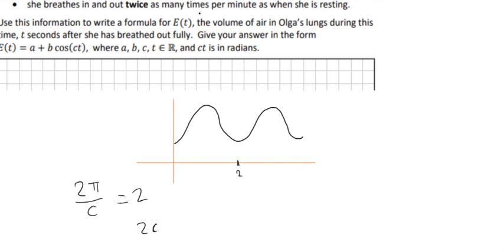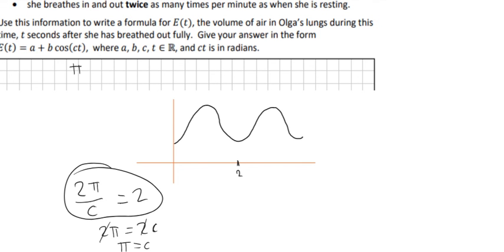So c is equal to pi. So we've worked out that much, using the formula for the period of a function. Now we've got c, but really it's the a and the b that we're looking for now.